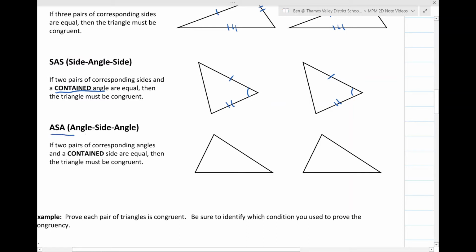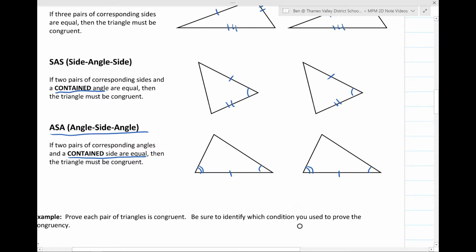And likewise with angle side angle, we must have the side contained within the angles. So let's say we have one angle here, a pair of angles here that are the same, and a pair of angles here that are the same. If this internal side length is also the same, that's enough to prove congruency, but not so for the others. We need to have that internal side here.